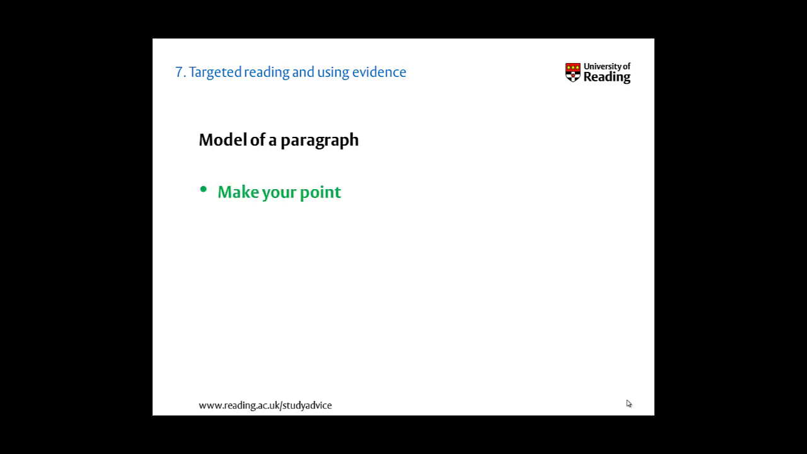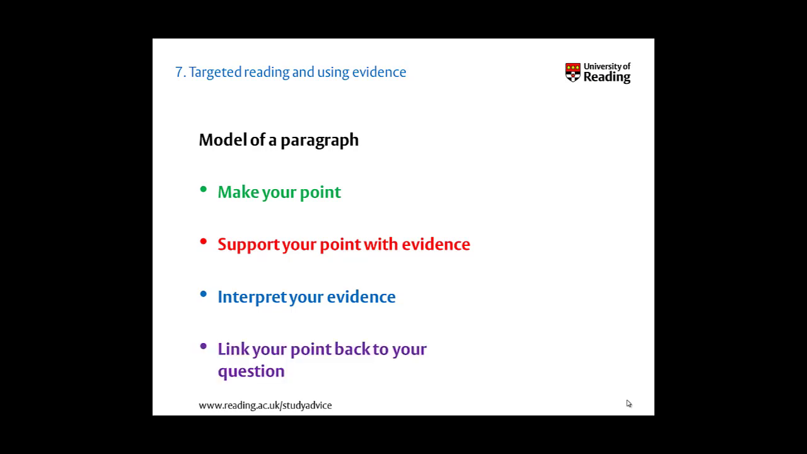So first, you start your paragraph by making your point. This gives your reader a clear idea of the topic of this paragraph. Then you support your point with evidence. This will have been gained from your wider reading and research. The evidence won't stand on its own, so you need to interpret it to explain how it supports your point. And finally, you need to link your point back to your essay question to show how it contributes to your overall answer.